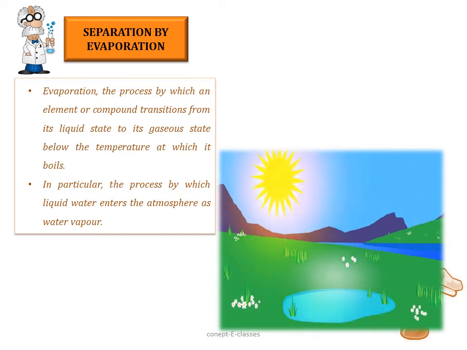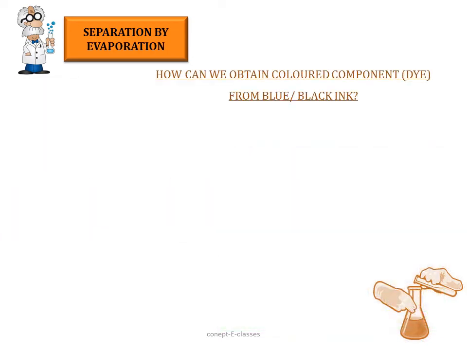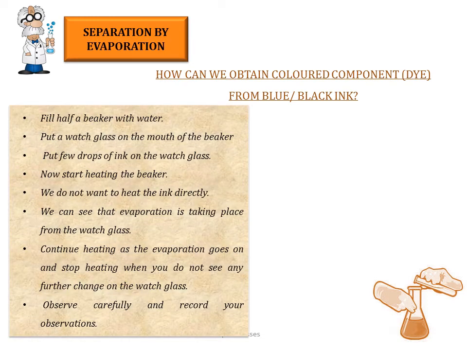Okay, so first let's understand the separation by evaporation through a simple activity. Here we have to obtain a colored component, dye, from blue-black ink. Ink is actually a mixture of dye with water. For example, if it is a black ink, it is a mixture of a black dye with water. If it is a blue ink, it is a mixture of a blue dye with water. So we have to obtain this dye from this blue-black ink through the process of evaporation.